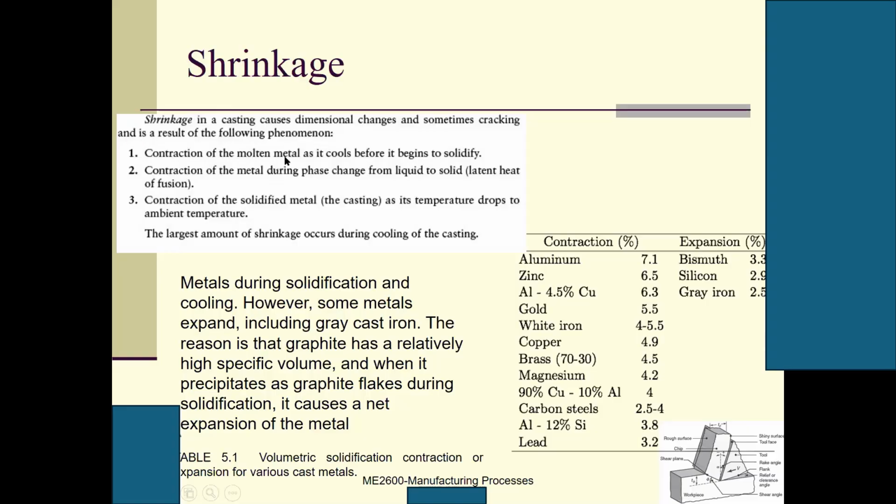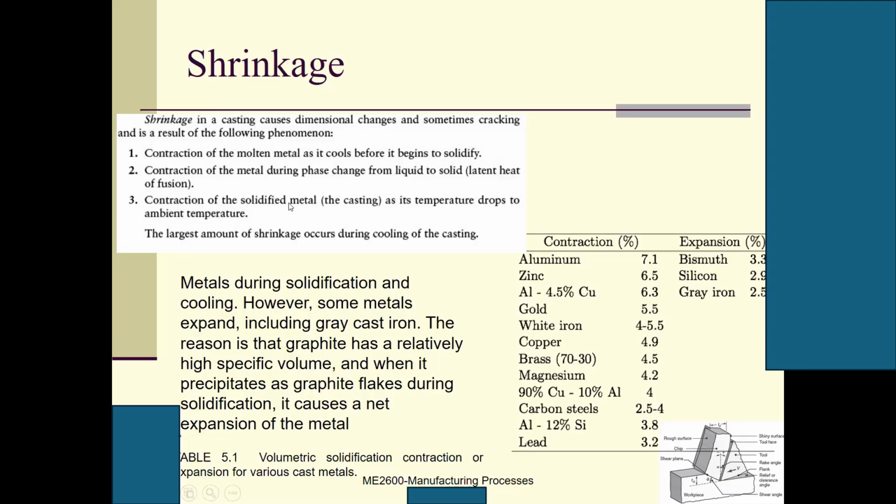and it is a result of the following phenomena. First, contraction of molten metal as it cools before it begins to solidify. So this is a kind of contraction. And second, the contraction of metal during phase change from liquid to solid. So this is the latent heat of fusion. Suppose the density is different, right? The mass is constant, so if the density for these two phases is different, the volume definitely changes.